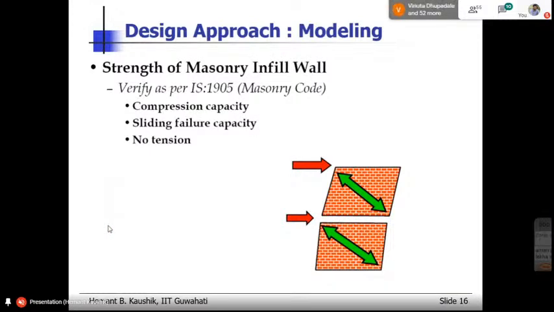Now let us worry about the strength of these masonry infill walls. How do we model the strength? Stiffness we have modeled. Now this strength has to come from some code, because there are various failure modes as we have seen. So strength should correspond to a particular failure mode, right? Because we cannot say that this is masonry and this is the strength.